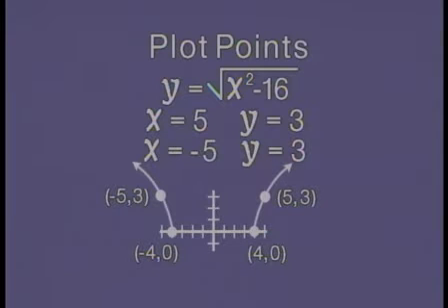We also put in negative 5. Negative 5 squared is 25, minus 16 is 9. So when x is negative 5, y is also 3, the square root of 9. And we've plotted those 2 points. And notice what we have. We have 2 curves, if you will. And in fact, if you turn your head sideways, these 2 curves sort of look like one side of an up parabola and one side of a down parabola.